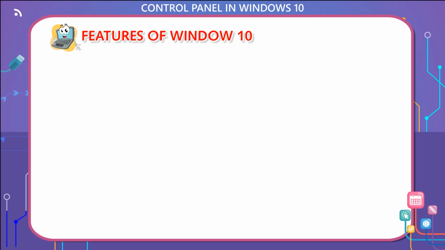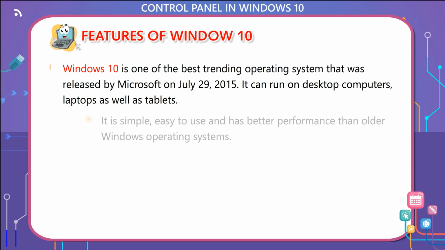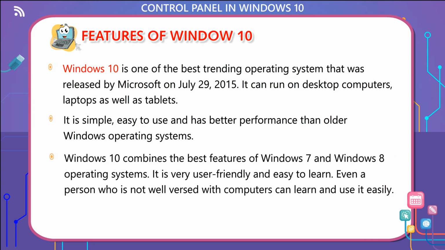Features of Windows 10. Windows 10 is one of the best trending operating systems that was released by Microsoft on July 29, 2015. It can run on desktop computers, laptops, as well as tablets. It is simple, easy to use, and has better performance than older Windows operating systems. Windows 10 combines the best features of Windows 7 and Windows 8 operating systems.